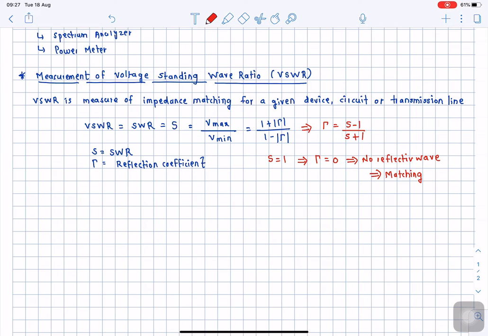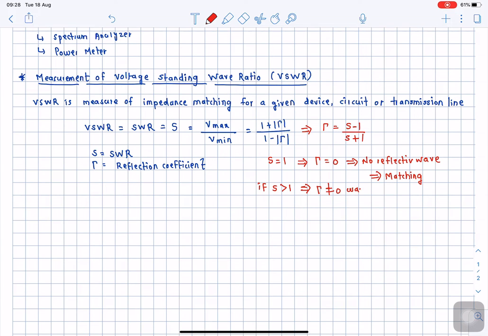On the other hand, if the standing wave ratio is greater than 1, then the reflection coefficient will become non-zero. This indicates wave reflection, and if the wave is reflected, this indicates mismatch.